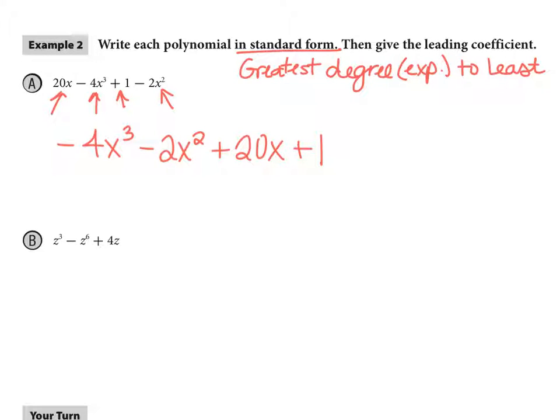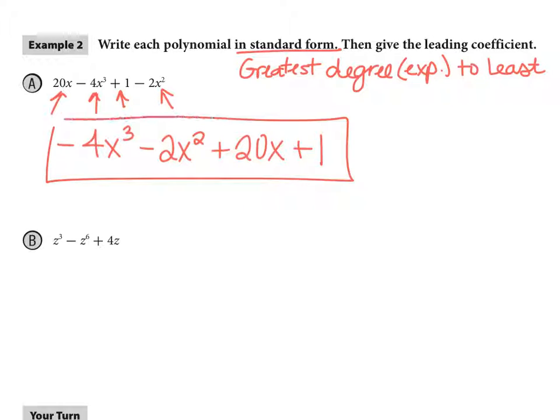Notice that now my exponents decrease in order. I have 3 x's, 2 x's, 1 x, and then no variables whatsoever. That is what you call standard form.